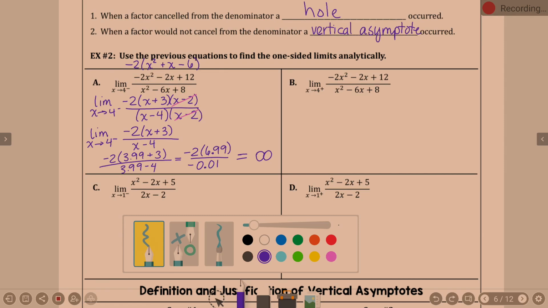Listen. If we would have plugged 4 in, we still would have gotten 0 on the bottom. We still would have had to do more work. But I'm going to tell you, plugging 4 in would have been more difficult in a scenario when you had not factored. Factoring was still beneficial. Okay?